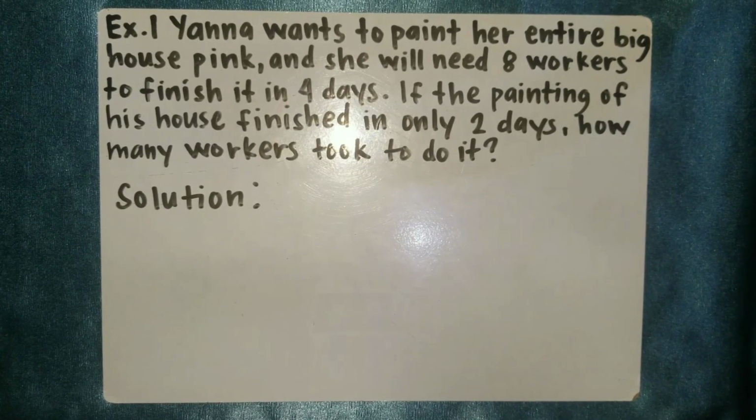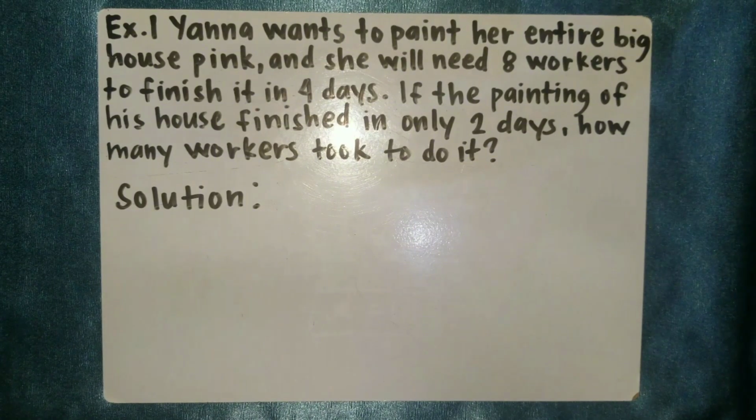Example number 1. Yana wants to paint her entire big house pink and she will need 8 workers to finish it in 4 days. If the painting of her house is finished in only 2 days, how many workers does it take to do it? To solve this, first we have to analyze the problem to identify the given quantities and to make it a ratio.